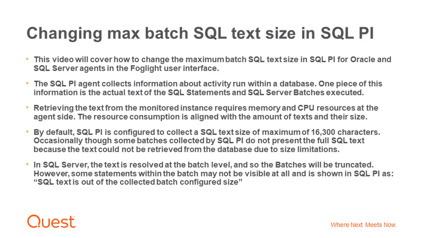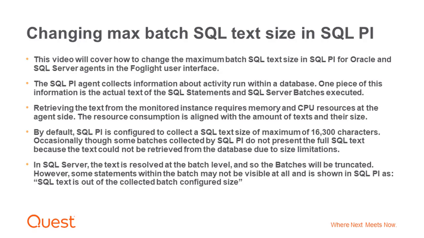The SQL PI agent collects information about activity run within a database. One piece of this information is the actual text of the SQL statements and SQL Server batches executed. Retrieving the text from the monitor instance requires memory and CPU resources at the agent side. The resource consumption is aligned with the amount of text and their size. By default, SQL PI is configured to collect a SQL text size of a maximum of 16,300 characters.